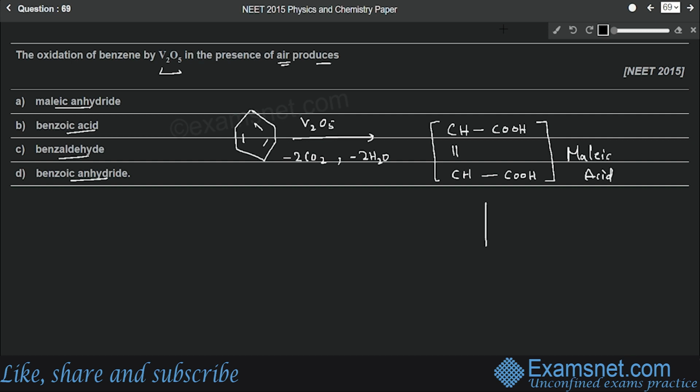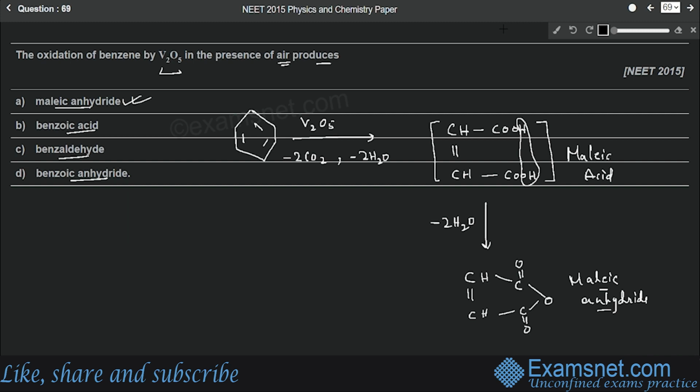Now the reaction will proceed further and one more molecule of water will be removed from here. So let's say this OH and one of the hydrogens from the other carboxyl group will be removed. So the resulting product will be CH double bond CH, and here we have carbons, CO, and one more oxygen is there. Okay. So this will be the final product that is known as maleic anhydride. So the correct answer will be option number A, maleic anhydride.